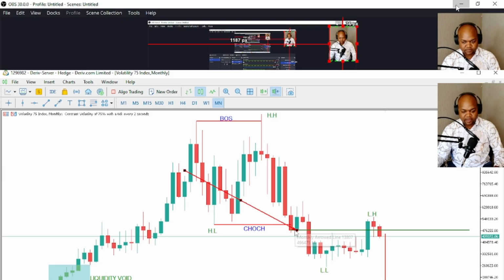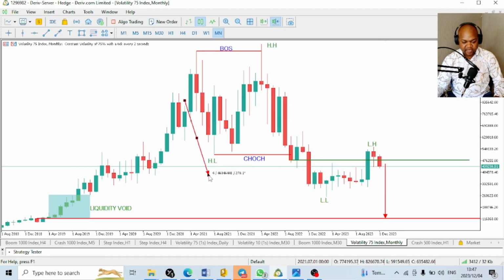And then from there, the price was able to create a new lower low. So there was a change of character here, and the price then moved up and created a low high. Currently, this is what is taking place. We are moving from an uptrend going to a downtrend on the monthly time frame.